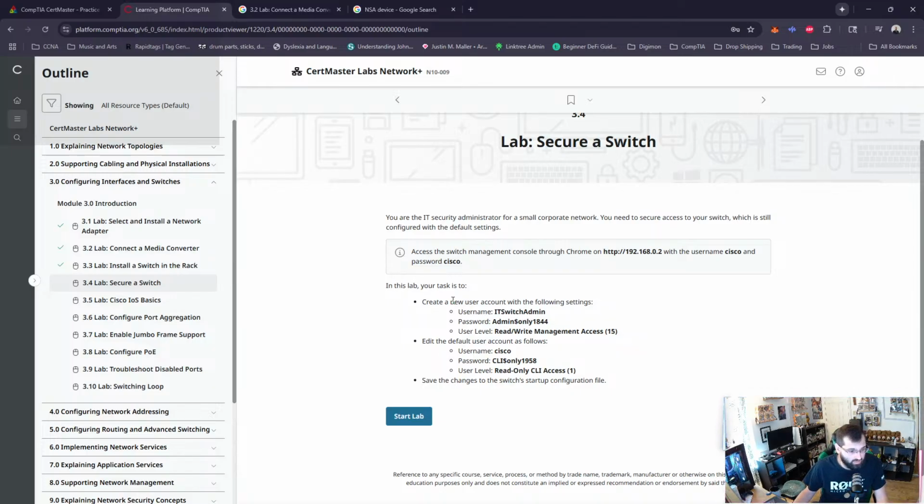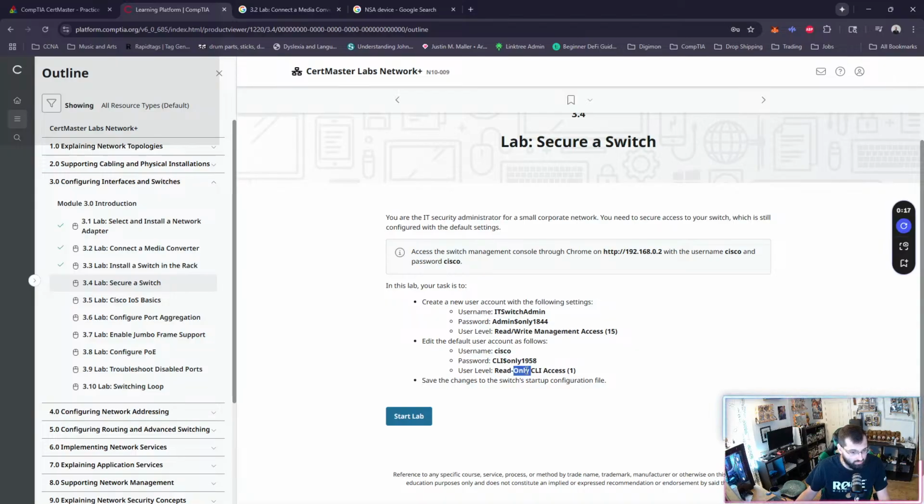In this lab, your task is to create a new user account with the following settings. Username, IT switch admin, password, admin only, 1844 with a money sign in between. User level, read, write, manage access, 15. Edit the default account as followed.